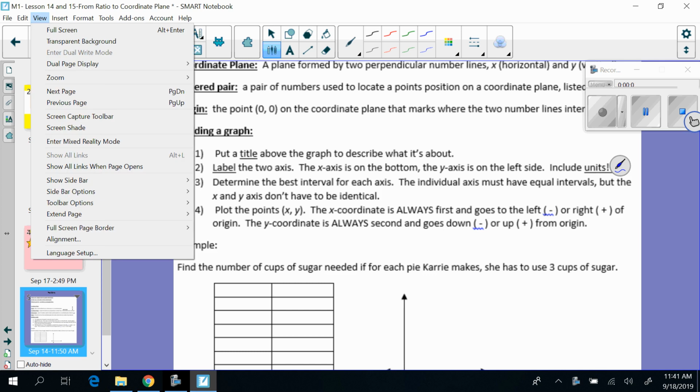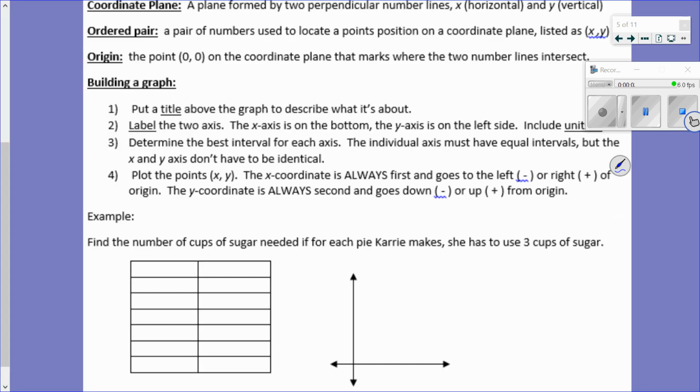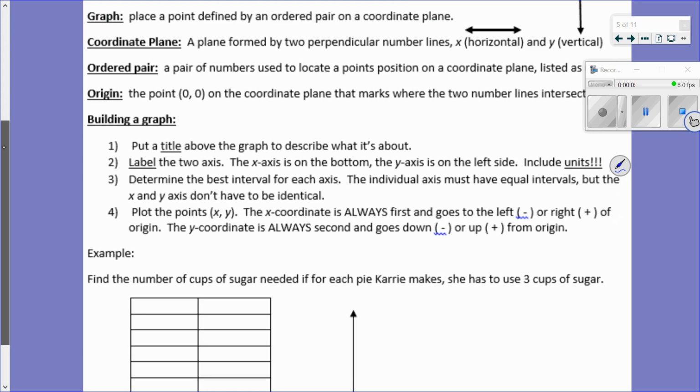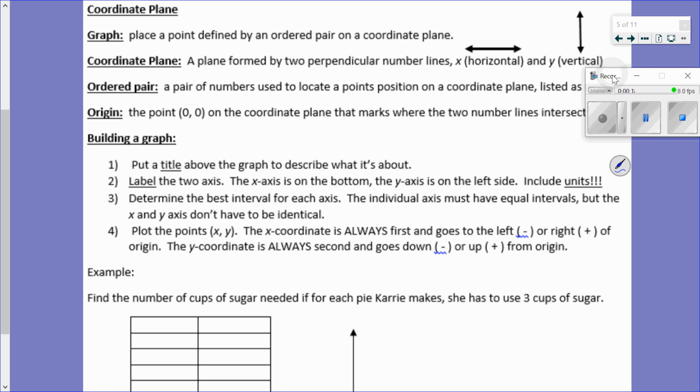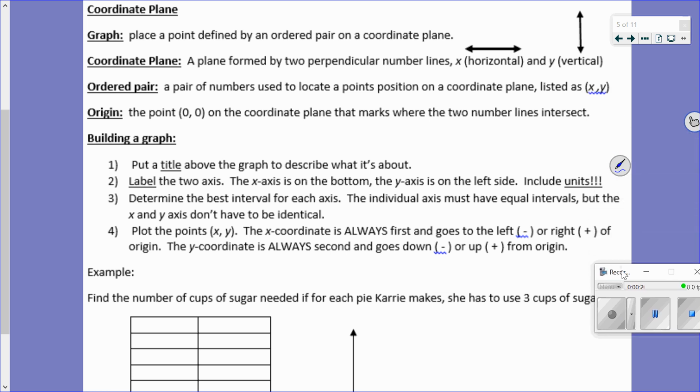Okay, guys, today we're going to introduce you to the coordinate plane. Basically, you've always thought of it as a graph. We're giving you formal mathematical terminology to make sure you understand what we're doing. When we do our graphing today, a graph is just a place on a point defined by an ordered pair on a coordinate plane. Normally when we look at the coordinate plane, we put it together. So I'm going to put it together for you up here.